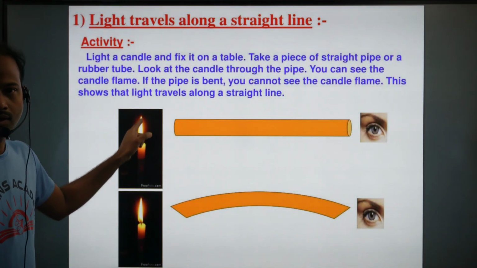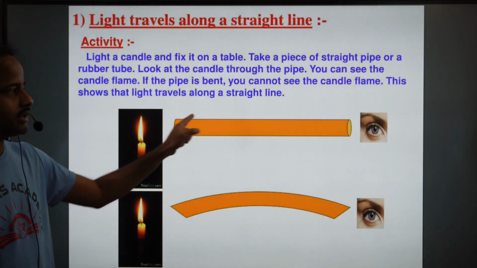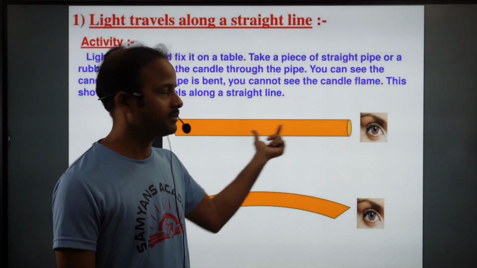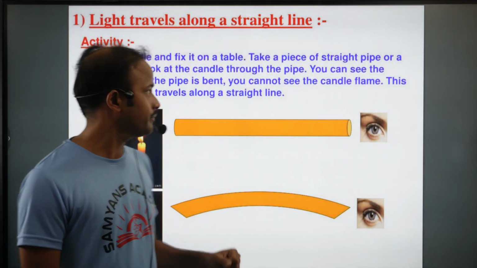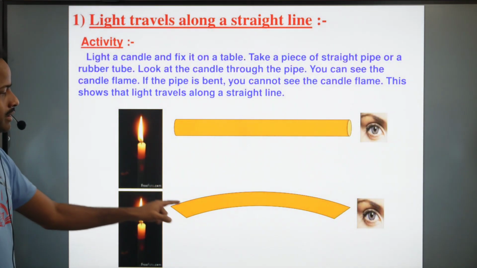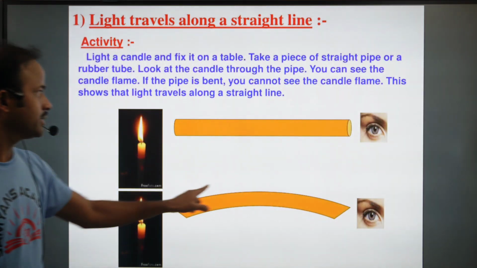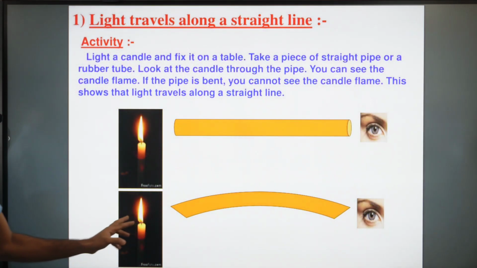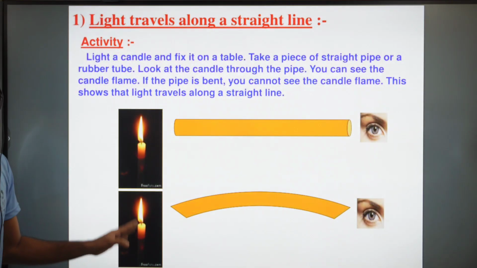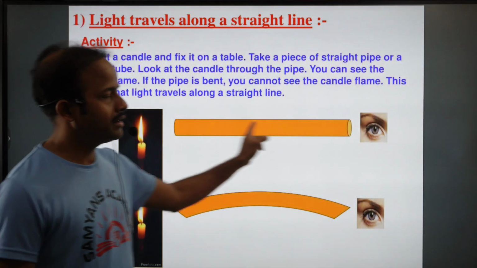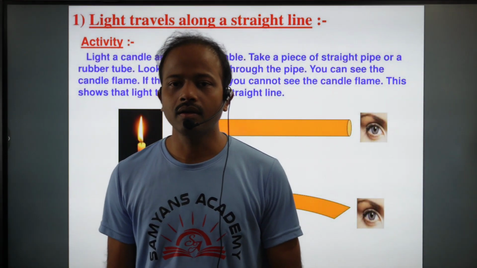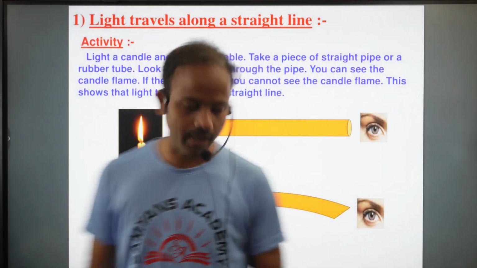Can you see this candle? Can you see this light? When you look through this straight pipe, yes, we can see. Suppose you take the bent pipe. Can you see the candle flame through this pipe? No, we cannot see the candle flame. So this shows that light travels along a straight line.